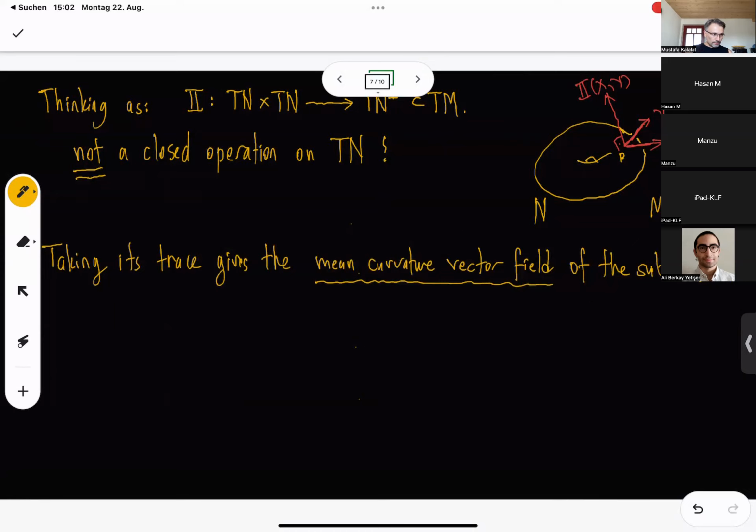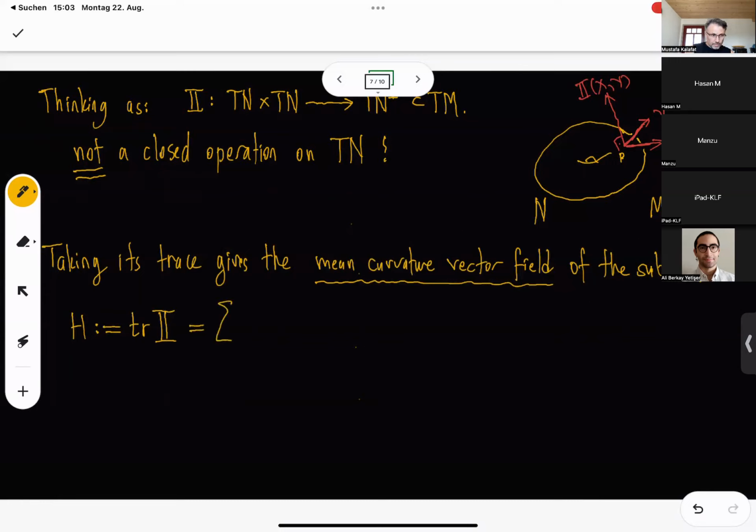All right. So it is like this. Previously, it was a number, but here it became a vector field. If you take the trace, it is going to be a vector field in general.